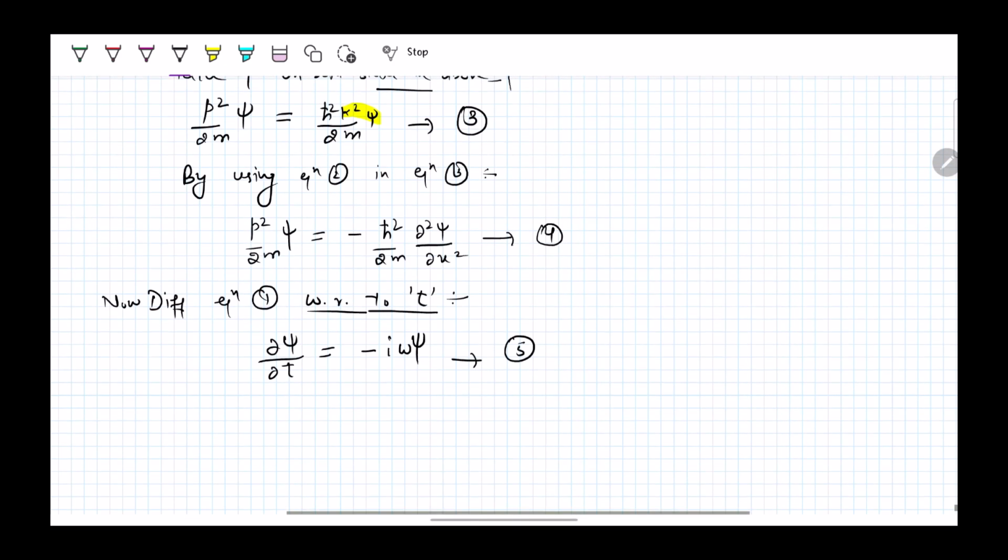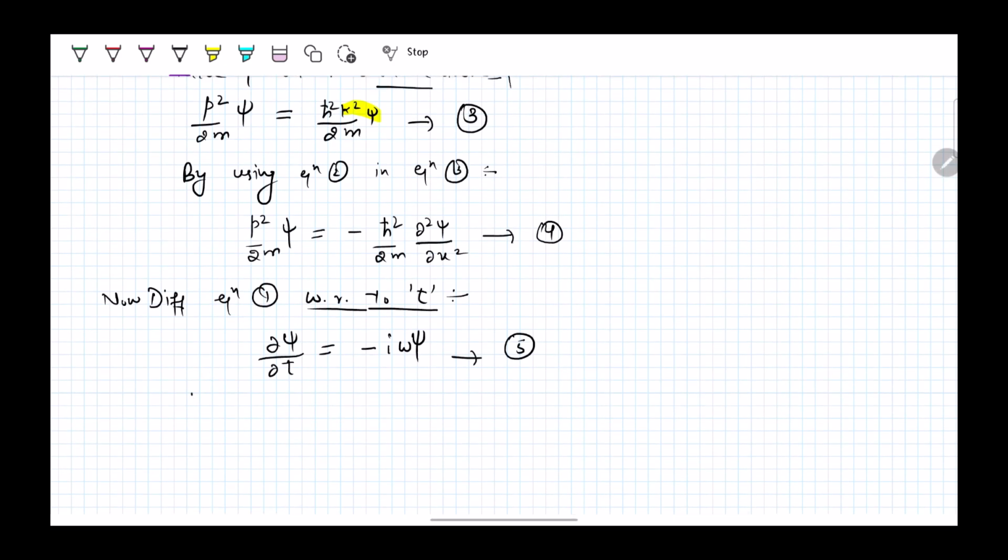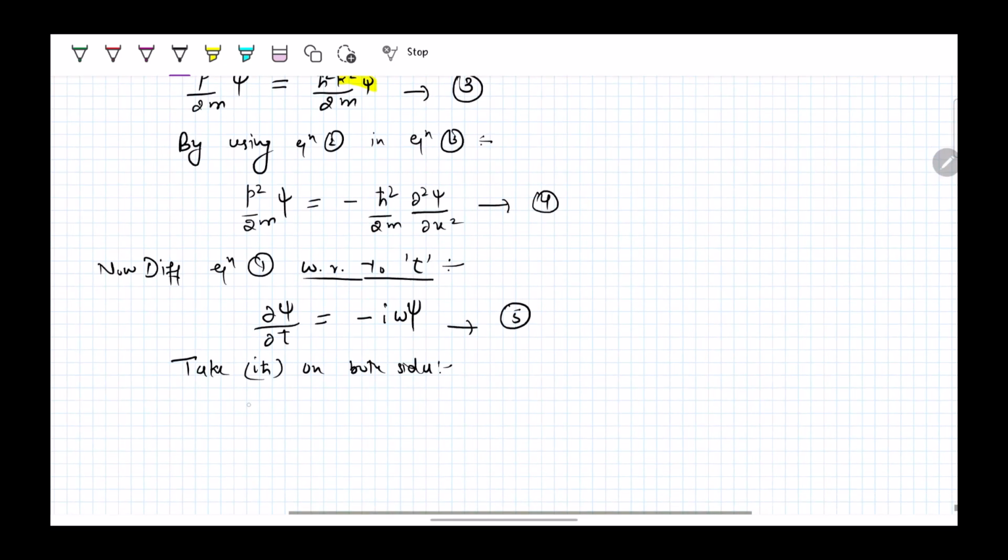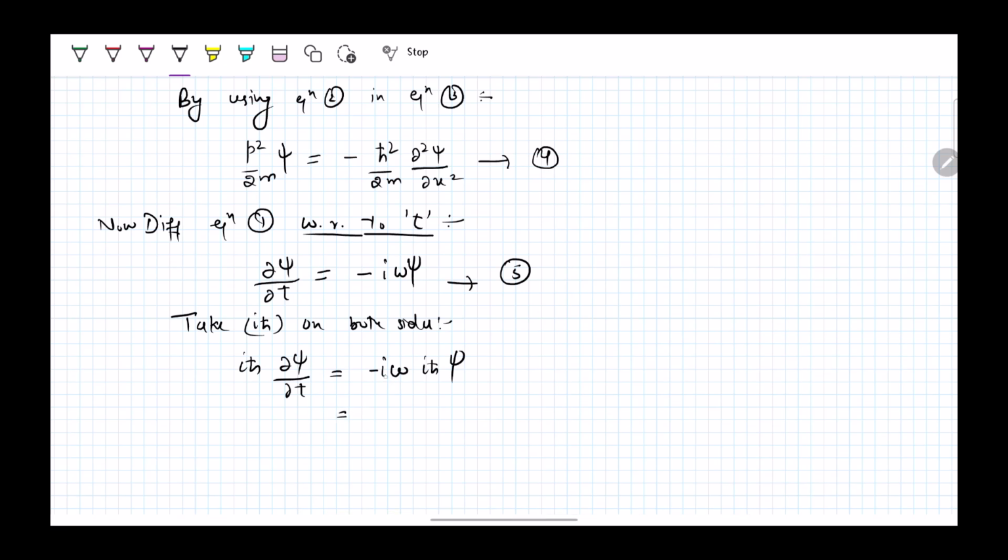Now what we need to do is to multiply by iħ on both sides of equation number 5. So we are getting iħ ∂ψ/∂t equals minus iω iħ ψ. And again I'm getting i here, where i² equals minus 1, minus minus plus. So we are getting ħω ψ, the value of iħ ∂ψ/∂t.